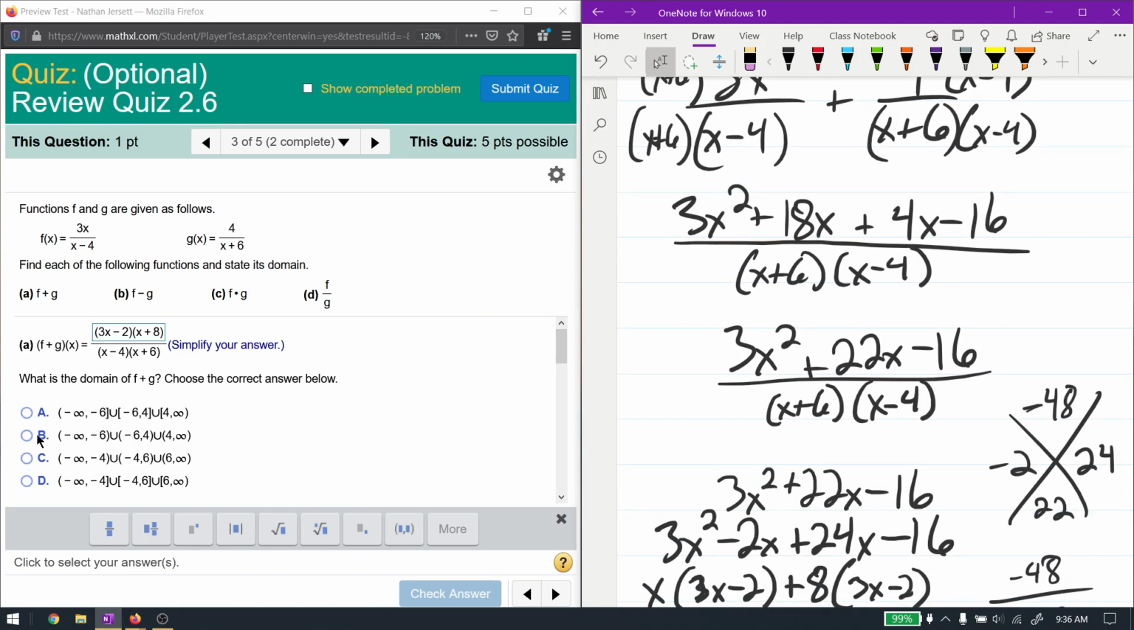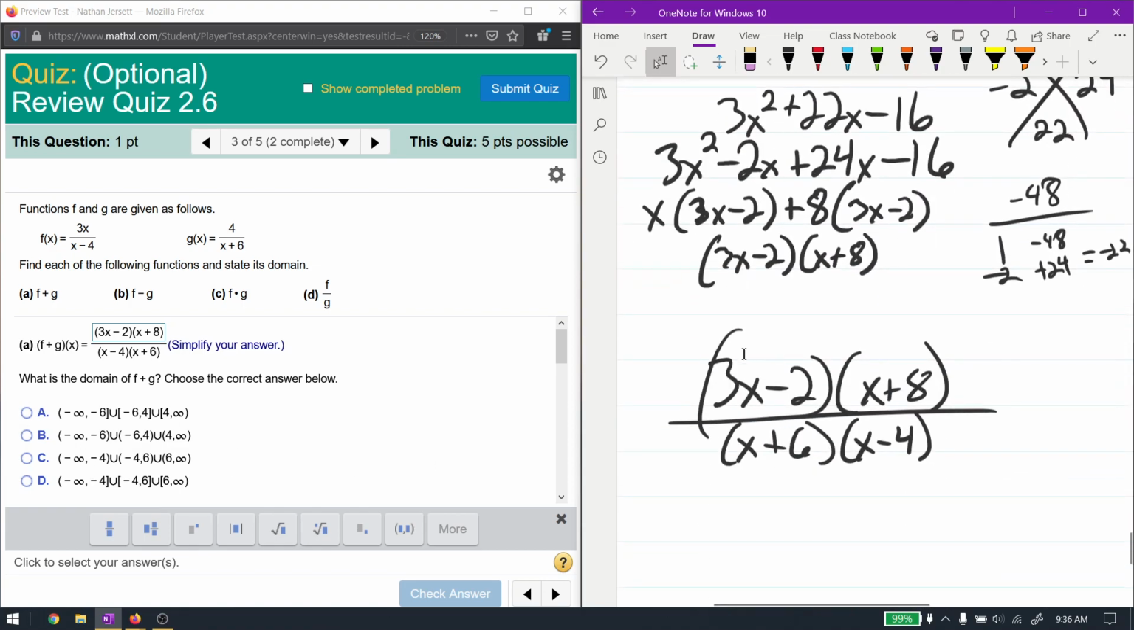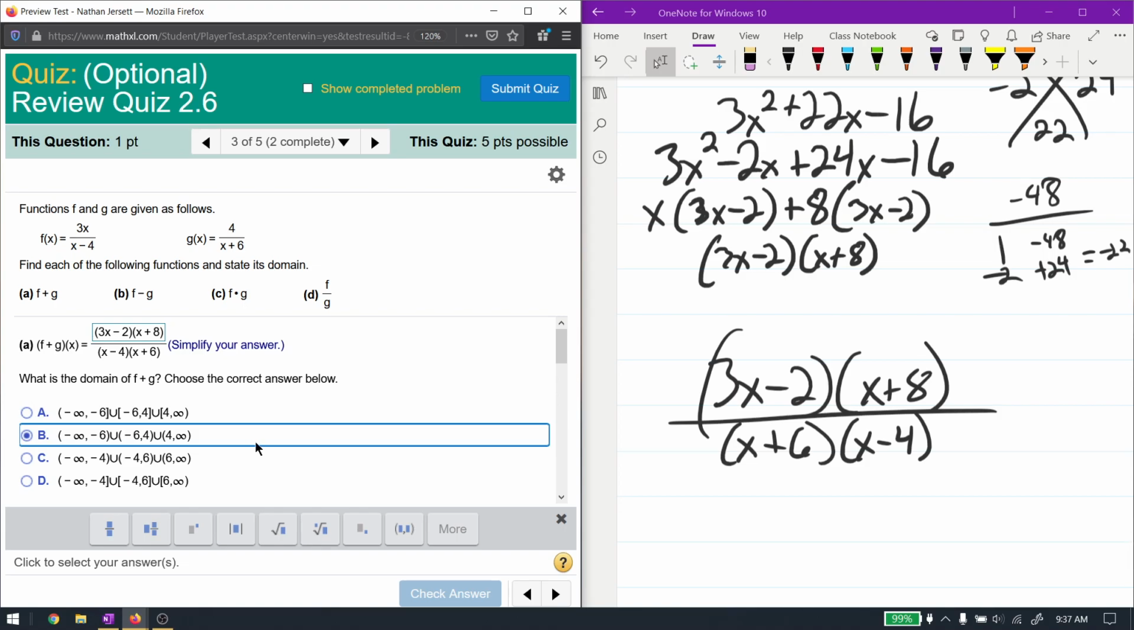Positive 4 and negative 6, that's what B is here. We're removing out the negative 6 and removing out the positive 4. The rest of it is fine though, and that's because this is really a polynomial over a polynomial. The only issues are where the denominator equals 0. So those are the only things we have to worry about.